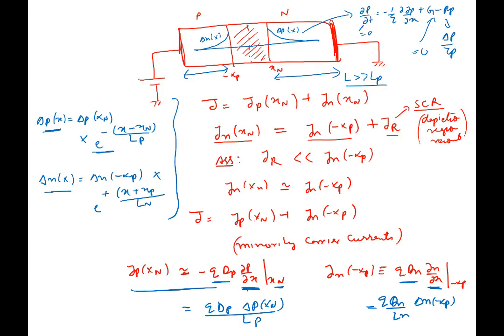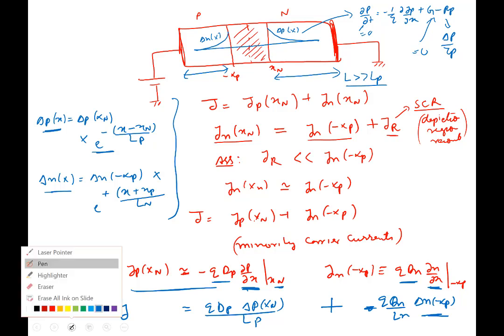Right? So this becomes this component here. So our total current J will be the sum of these two components here: q Dp by Lp delta pxn plus q Dn by Ln delta n xp. So the whole problem then turns out to be, what is this? This is where we were in the last lecture.